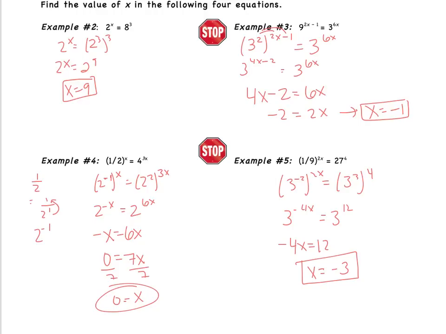Okay, so the key is to know that when you have a fraction, it's going to be a negative exponent. And you should remember that from the properties of exponents. When you have a negative, it gets moved from numerator to denominator. It's like taking the reciprocal. So that's the key to these types of examples.